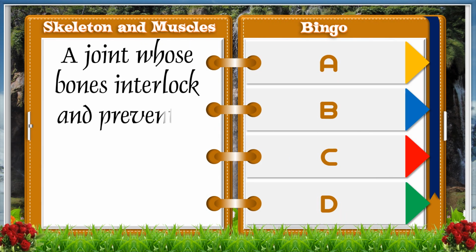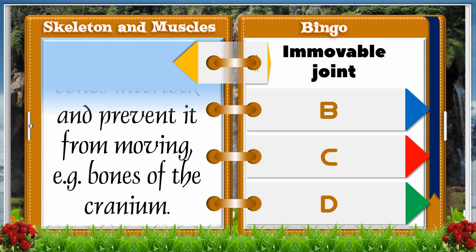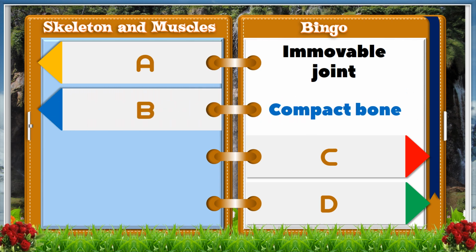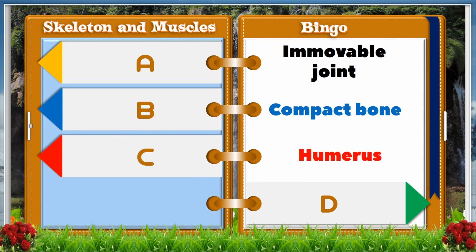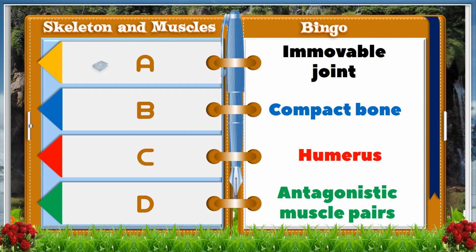Joint whose bones interlock and prevent it from moving. For example, bones of the cranium. A. Immovable joint. B. Compact bone. C. Humerus. D. Antagonistic muscle pairs. And the answer is A. Immovable joint.